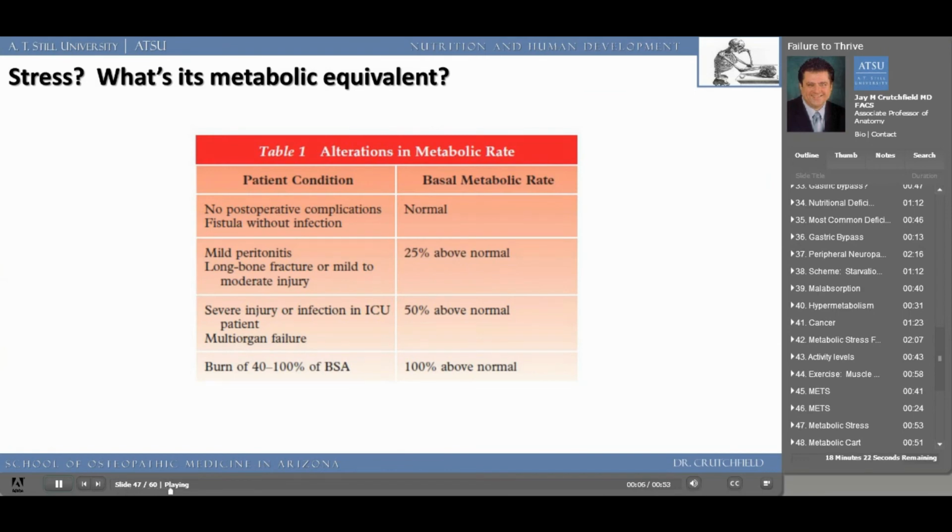What would the metabolic rate be of a patient who has a burn of 40% of his total body surface area? Here we can see it would be 100% above normal, basically 2 times the basal metabolic rate. So when you calculate the caloric intake and needs, you'll need to calculate it at twice normal. For a patient, for example, who has a ruptured appendix, they're probably about 25% above normal. This is how it's important to estimate the caloric intake of your patients.